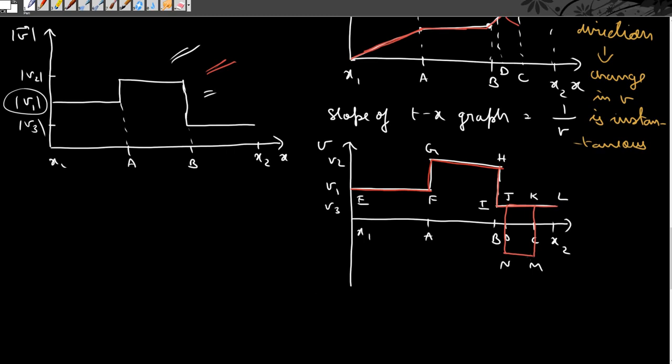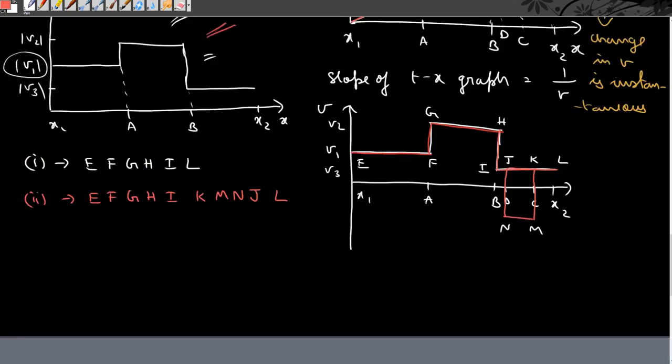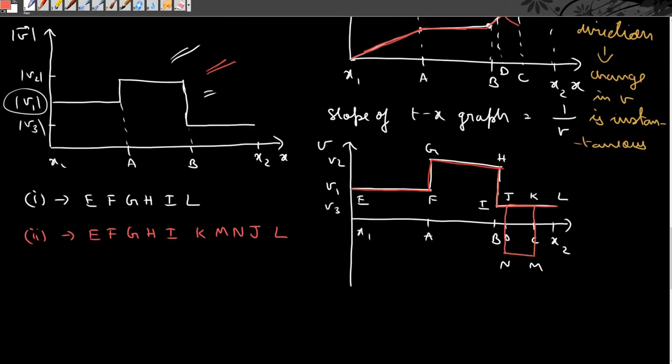Okay. So this means that our path 1 in the velocity versus x graph corresponds to the path E, F, G, H, I, L. Okay. Whereas our path 2 has now become E, F, G, H, I, K, M, N, J, L. Okay. This is how the Vx graph traverses as the particle goes through path 2. Okay, so this is what we observe.